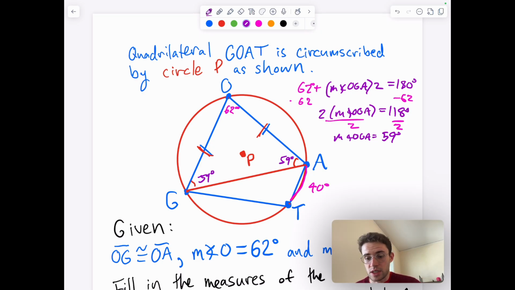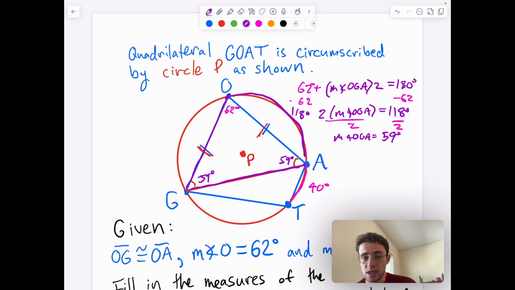Now with those angles, we can figure out what the measures of the arcs are, because the measure of the arc is always equal to the measure of the central angle, and both of them are always double the inscribed angle that captures that same angle. Right? So OA is captured by this OGA. That means OA is going to be double this inscribed angle, so double 59 would be 118 degrees.